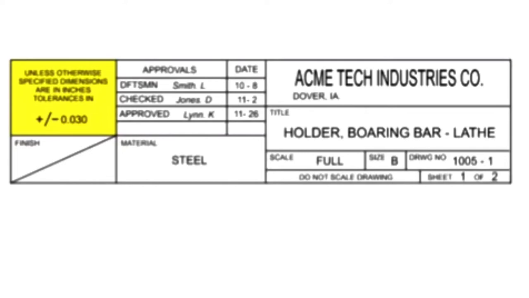The tolerances block contains the default tolerances for dimensional callouts where no tolerance is otherwise noted on the drawing. The tolerances in this block should be followed unless specifically marked otherwise. Examples of tolerances are plus or minus 0.030 or plus or minus 1/64th of an inch.